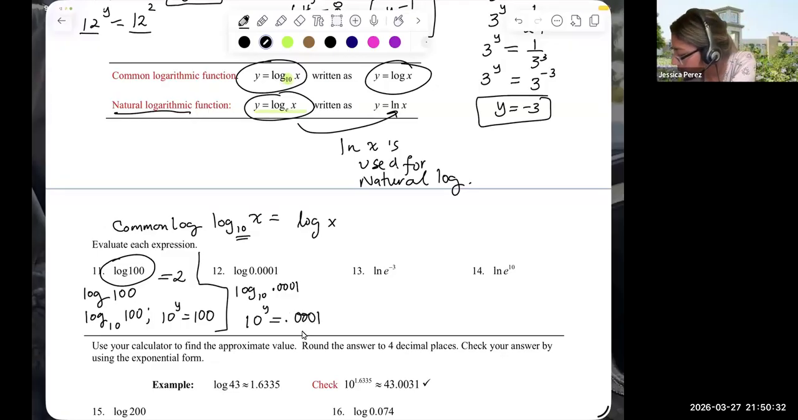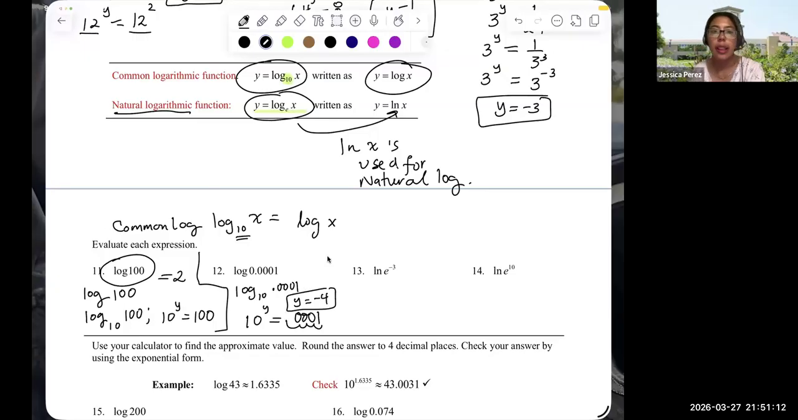So that's 1, 2, 3, 4 decimal places where you're moving to be able to identify the solution. If I determine how many times I have to move my cursor to get to my answer, how many times was that? It was 4 times. So y is going to be equal to negative 4, because you're moving it to the left.